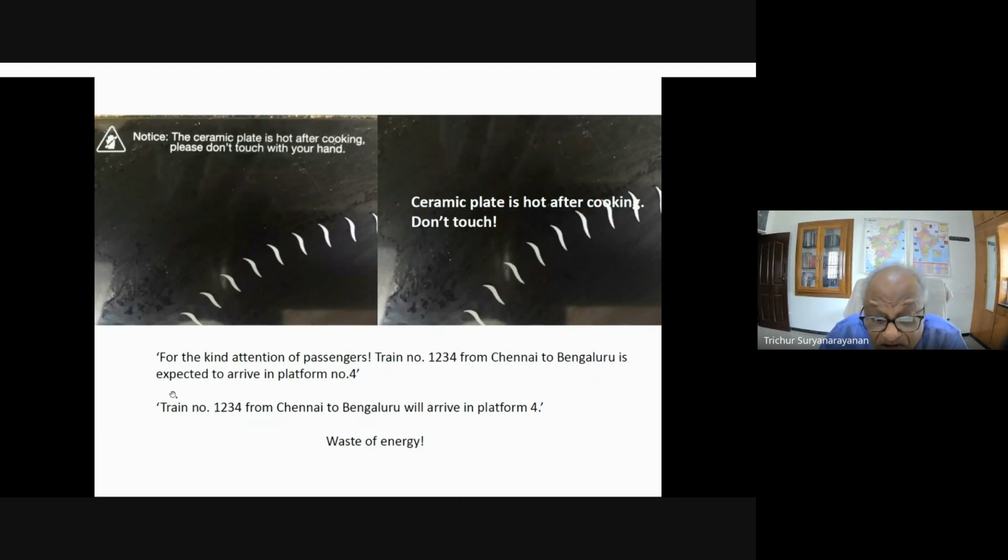So imagine in one station how many trains come per day, and throughout India how many trains will be arriving and leaving in all these thousands of stations. So this "for the kind attention of passengers" is a waste of energy, meaning electricity, which you are paying for. Not only that, it is translated into the local language as well, plus Hindi. You are wasting a lot of energy. We could save a lot of money on that.